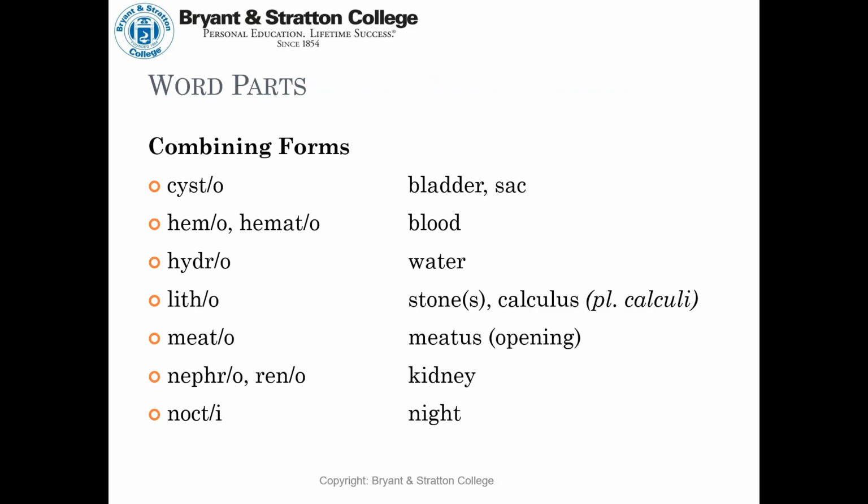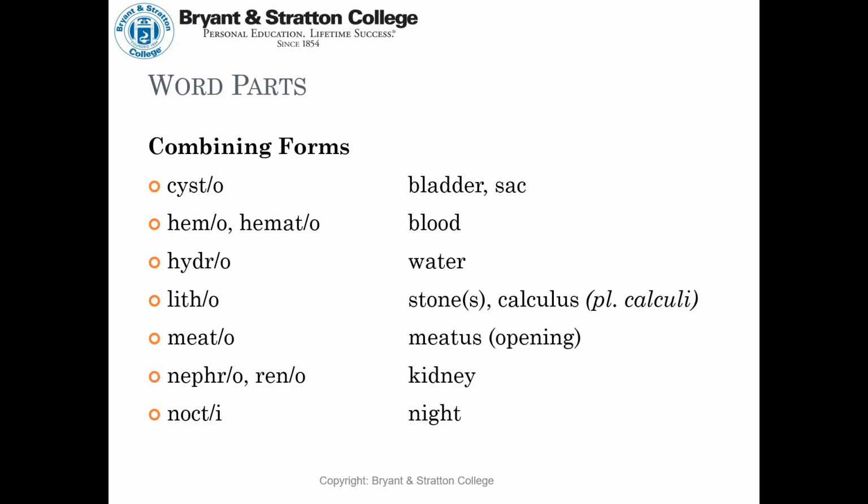So, combining forms. Cysto, bladder. Hemo or hemato, again, blood. We've done this one before. Hydro is water. Litho is stone. Meato or meatus is an opening. We've talked about the external auditory meatus previously. We have reno or nephro. These refer to the kidney. They have very subtle differences in when they'll be used.